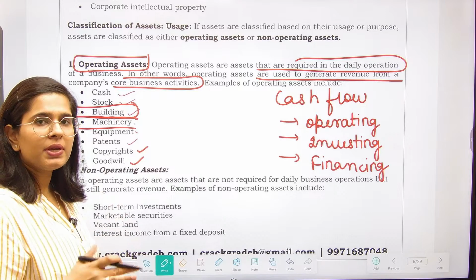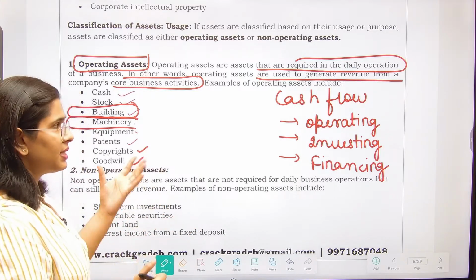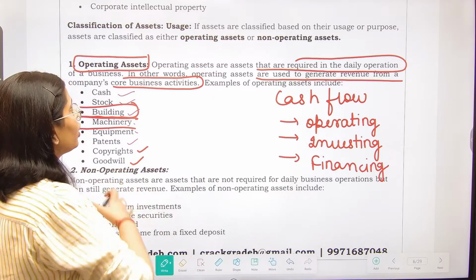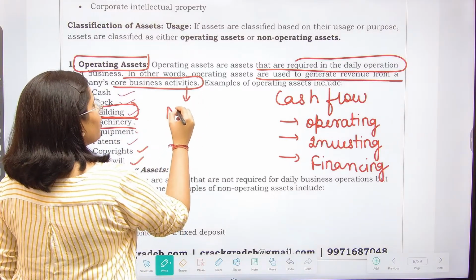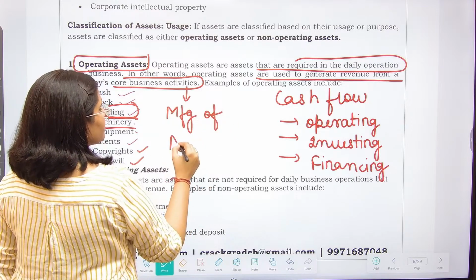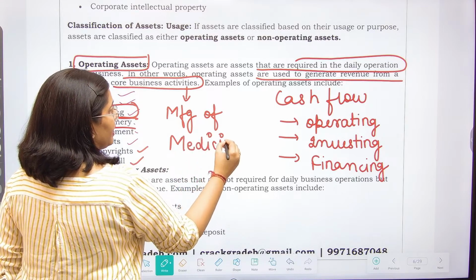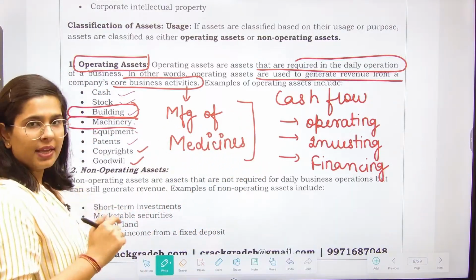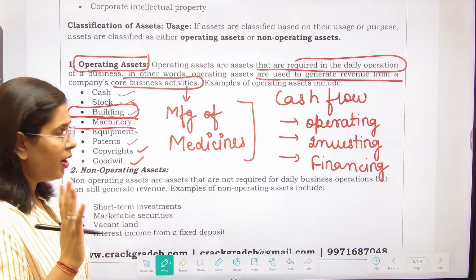So for accounts purpose, for basics purpose, we have just divided into two parts: the assets which are used in the business, that are giving us revenue, that are related to the core business activity. So for example, yesterday also I said, suppose I have the business of manufacturing of medicines. So any asset that is involved in this particular process, that is helpful for me to conduct this business, will be taken as an operating asset for me.